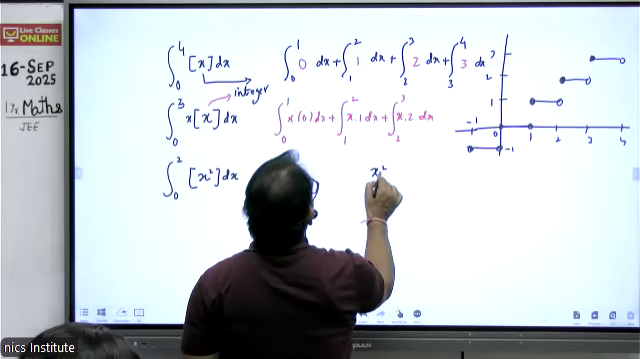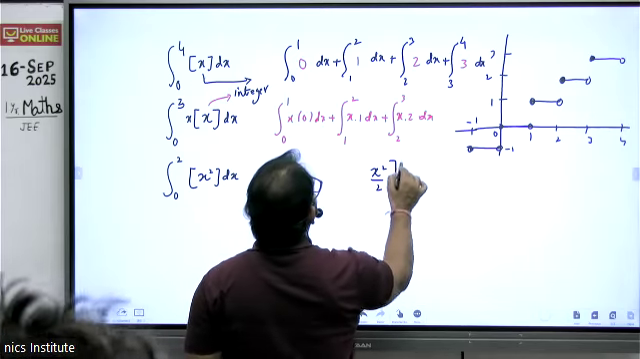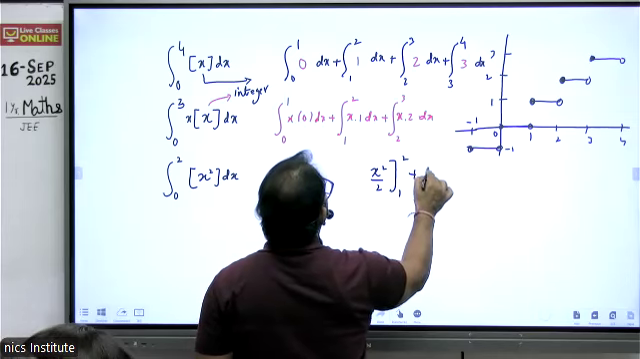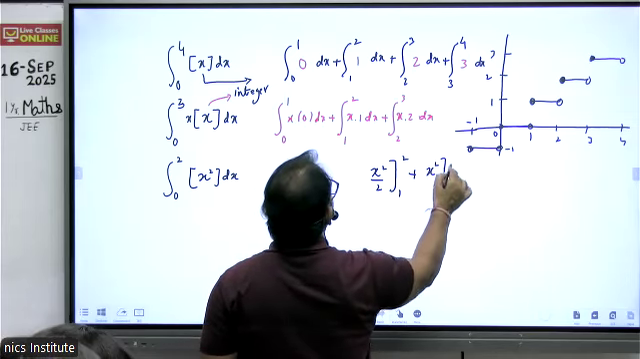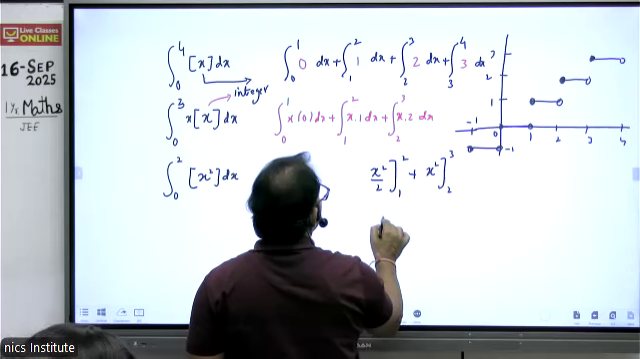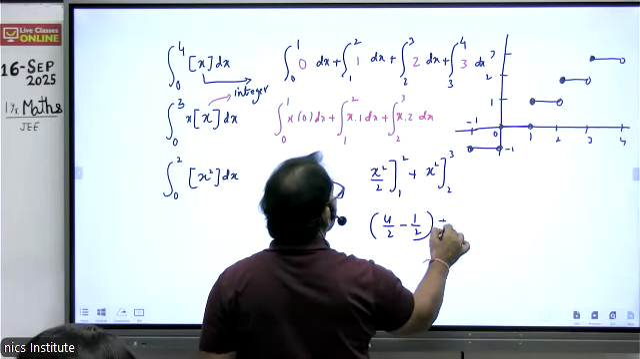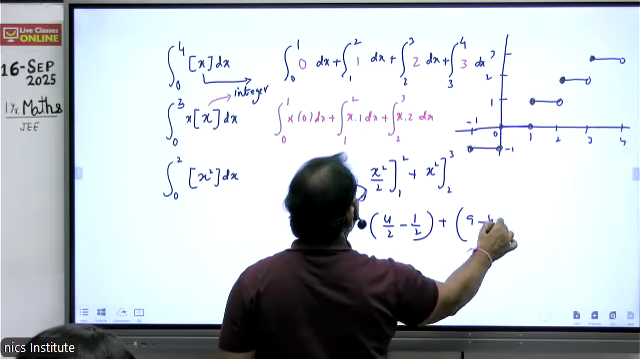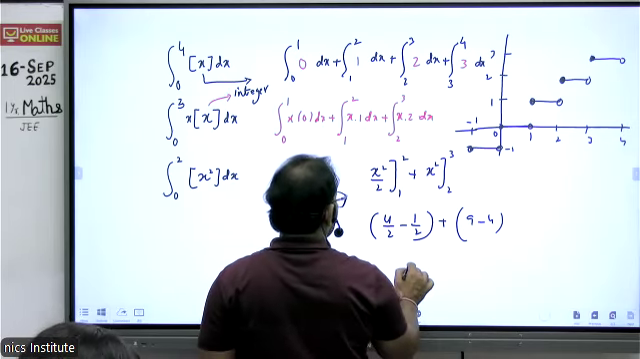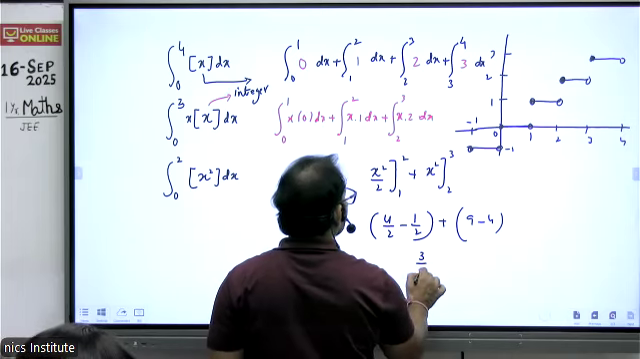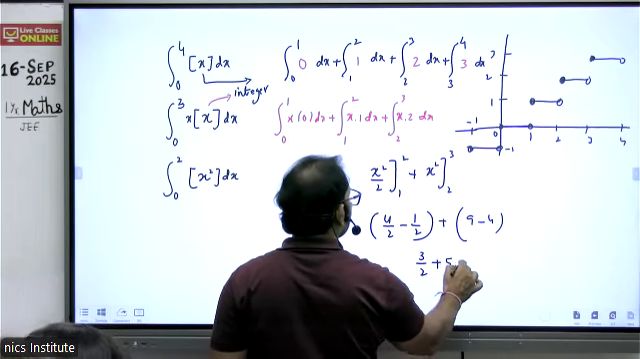So this is x² by 2, limits 1 to 2. This is x², 2 and 2 cancels out. So 4/2 minus 1/2. This is 9 minus 4. 3/2 plus 5, 13/2.